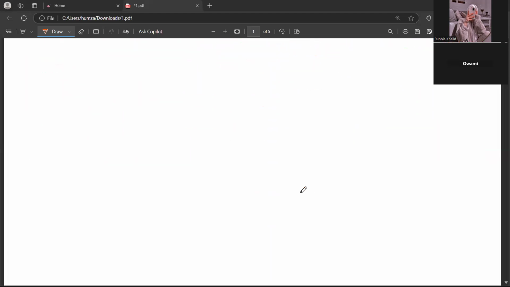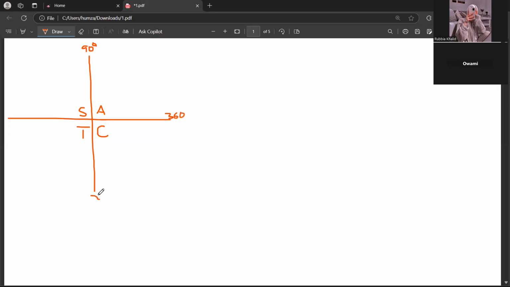Okay. Now let's move a little bit. Now let's draw a quick CAST diagram. We say CAST. We have 90 degrees here. This is 360. This is 270. And this is 180 degrees.